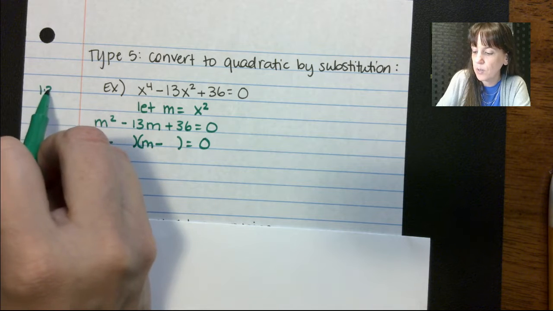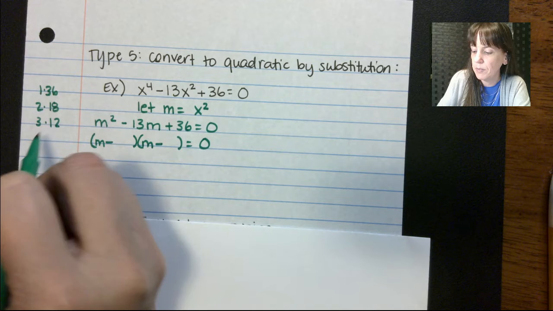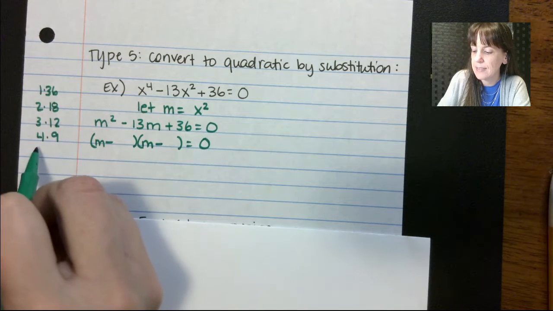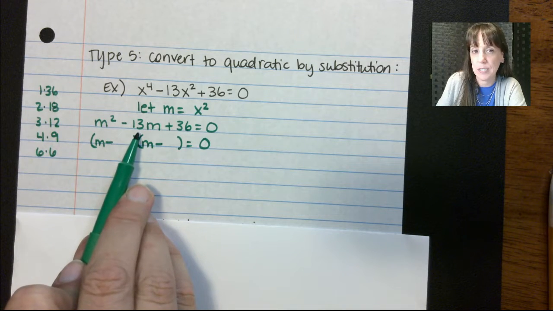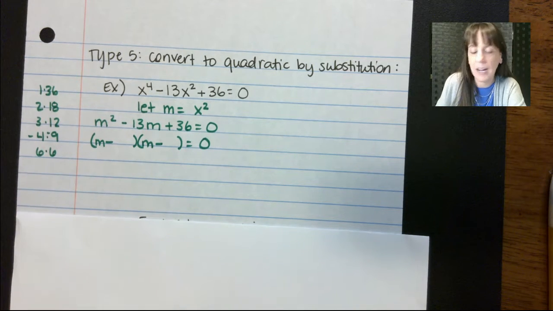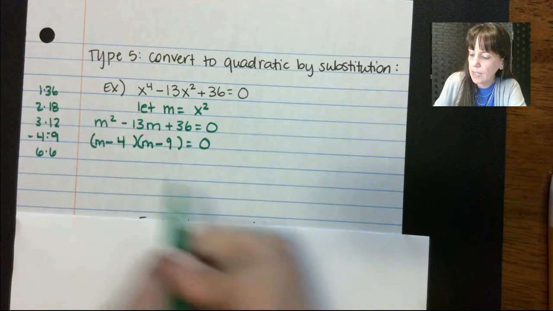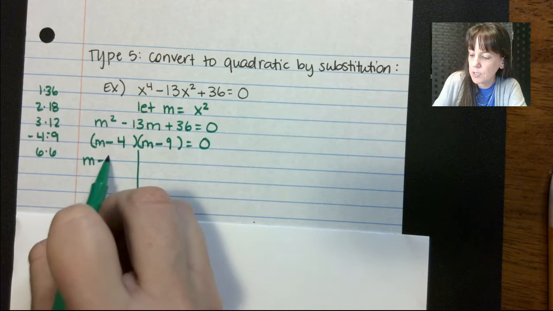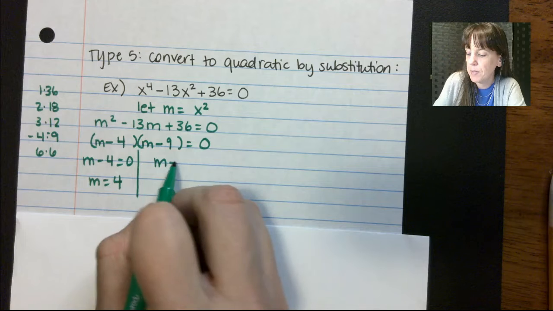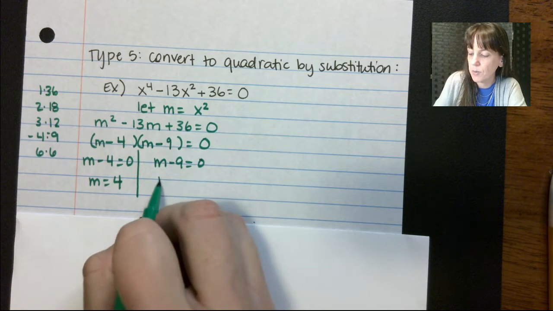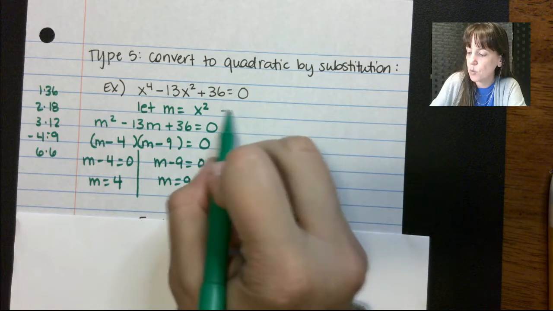Factors of 36: 1 and 36, 2 and 18, 3 and 12, 4 and 9, 6 and 6. I need a negative negative that gives me negative 13. Well, if I do negative 4, negative 9, that adds up to negative 13. So negative 4, negative 9. Okay, so that means, using our zero product property, m minus 4 equals 0 and m minus 9 equals 0. So m equals 4 and m equals 9. But wait, remember, m equals x squared.